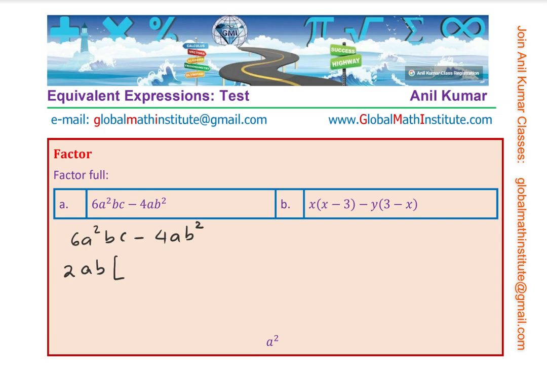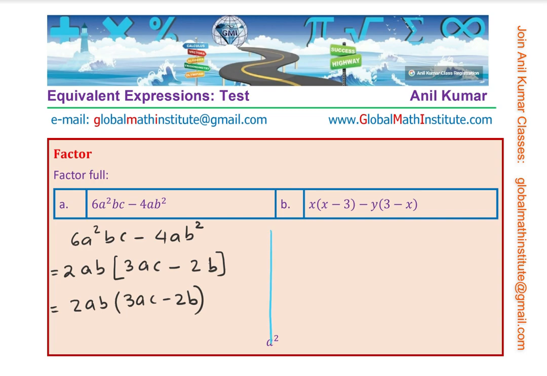Well, a and c. As far as numbers are concerned, 6 divided by 2 is 3, right? So 3ac. Now here we have 4 divided by 2 as 2. a by a is 1. So we are left with b, correct. So we have factored this. Let me rewrite this as 2ab times (3ac minus 2b). Now we cannot factor further, right? So we say it is factored fully. Clear? Okay, great. Can you do the next one?